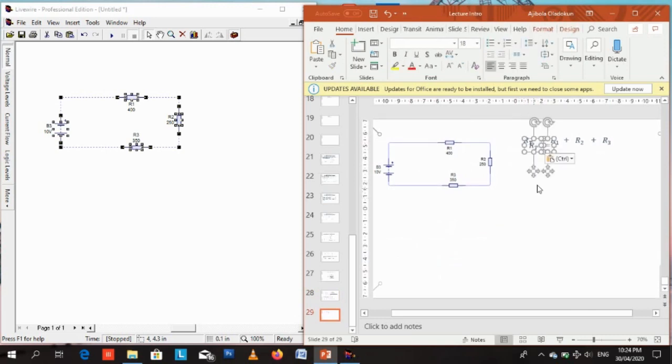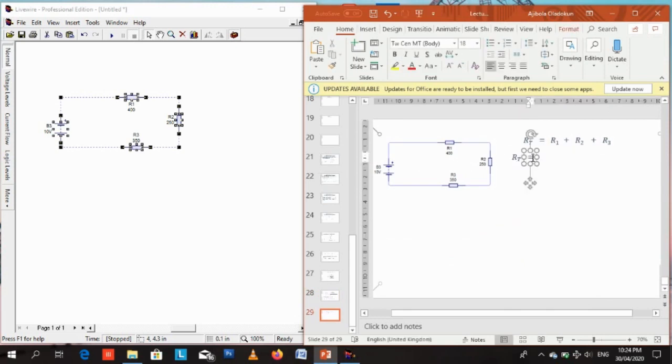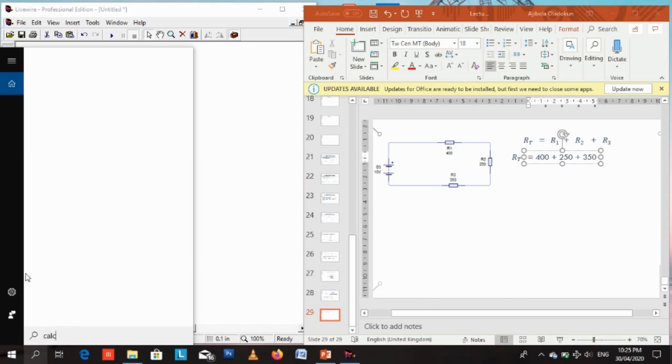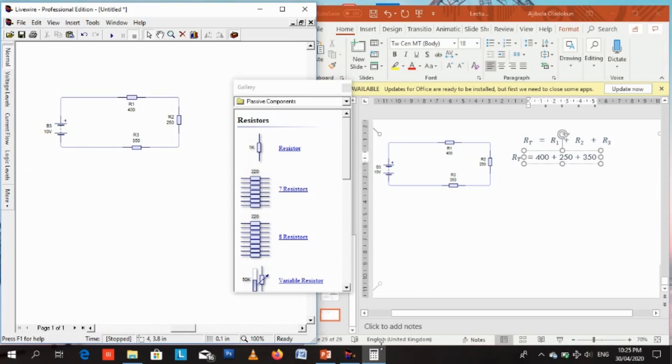copy, paste, RT, double click, space, equal to R1. And what is R1? R1 is 400 ohms, if I'm right, plus R2 is 250 ohms, plus R3 is 350 ohms. So we want to get the total resistance or the equivalent resistance of the three resistors in series. Let's get a calculator out to do additions and the likes.